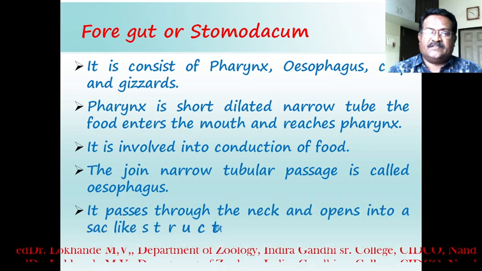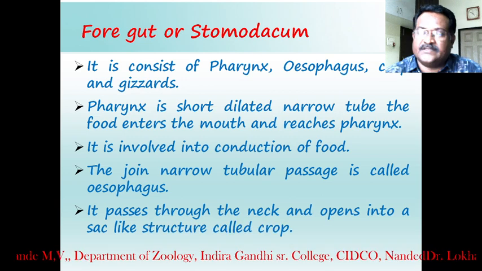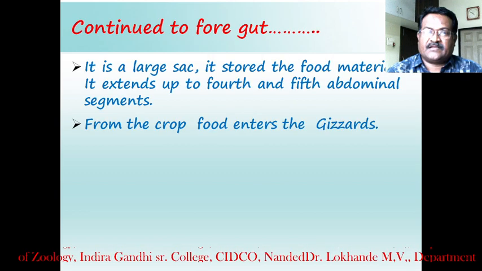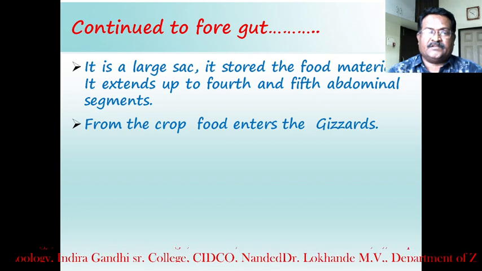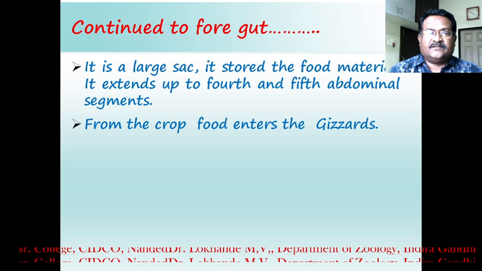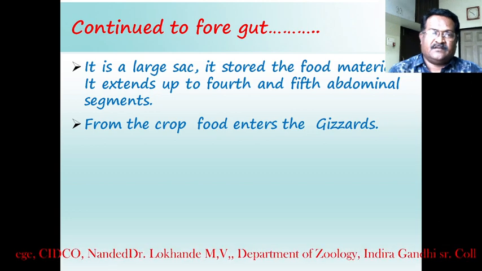The esophagus passes through the neck and opens into a sac-like structure called the crop. The crop is a large sac used for storing the food material, and it extends up to the fourth and fifth abdominal segments.